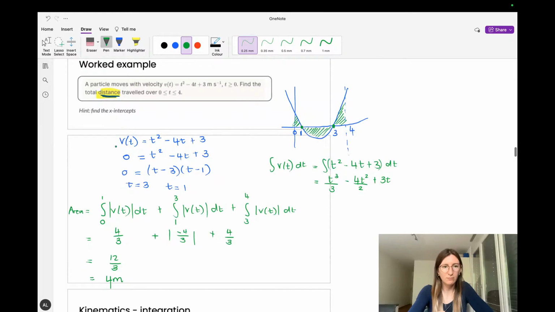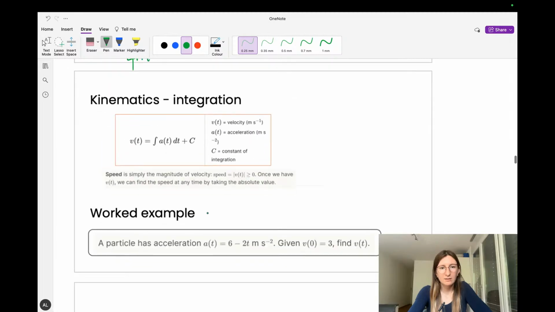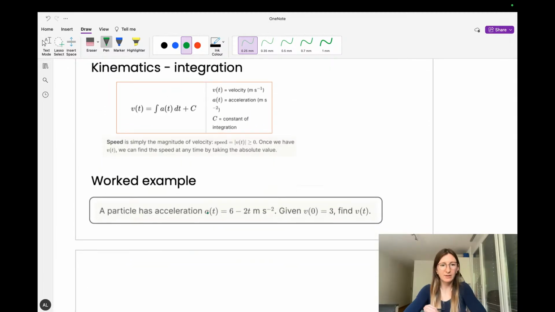So just to double check, when the question asks, am I doing displacement or am I doing distance? If it's distance, make sure that you absolute value and break it up. If you're doing displacement, you can just go and do from 0 to 4. You don't have to split it up like that. And one more example, I think, before the exam questions.